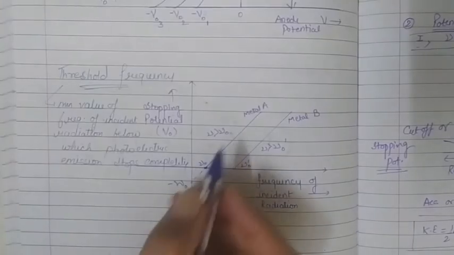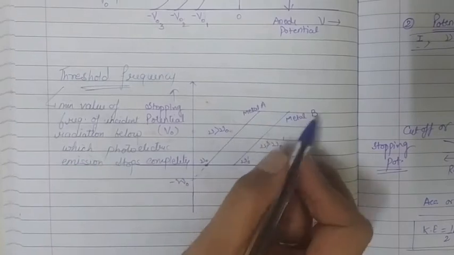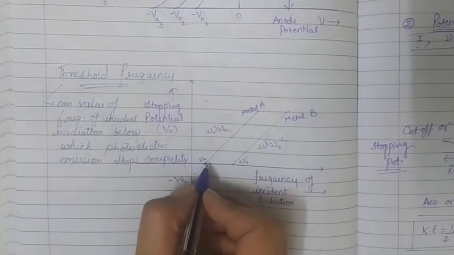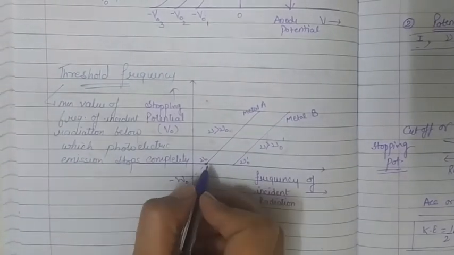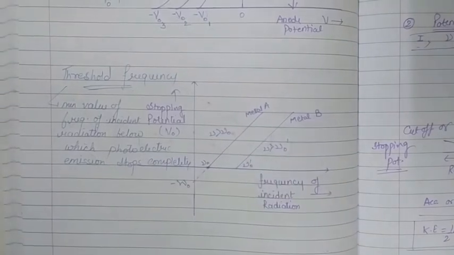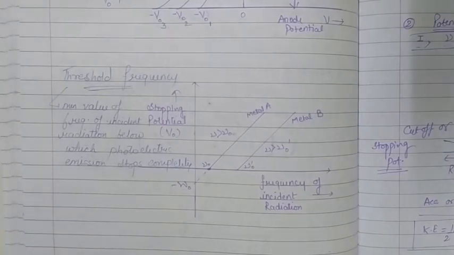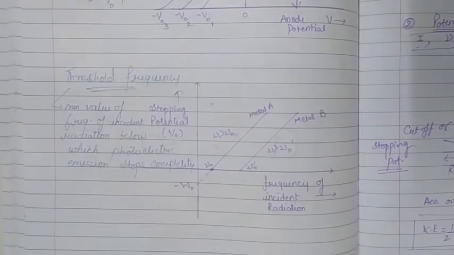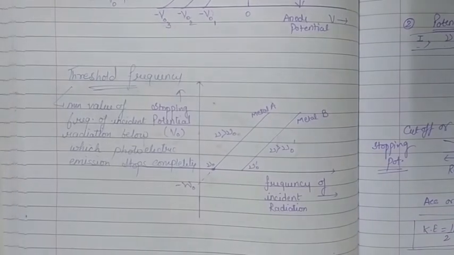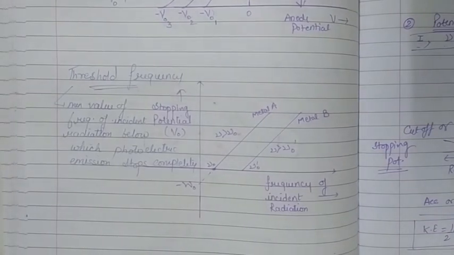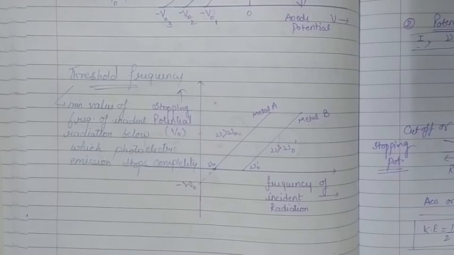So these two curves are for two different metals, metal A and metal B, and it can be seen that for both the metals the value of threshold frequency is different. They have the same slope, the graphs are parallel straight lines, but the threshold frequencies are different for the two metals. So we can conclude that the maximum kinetic energy of photoelectrons increases linearly with the frequency of the incident radiation, but is independent of its intensity.